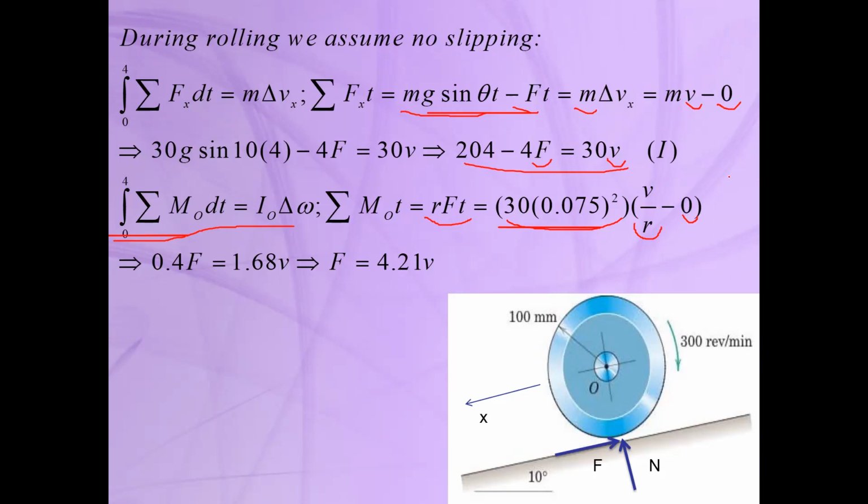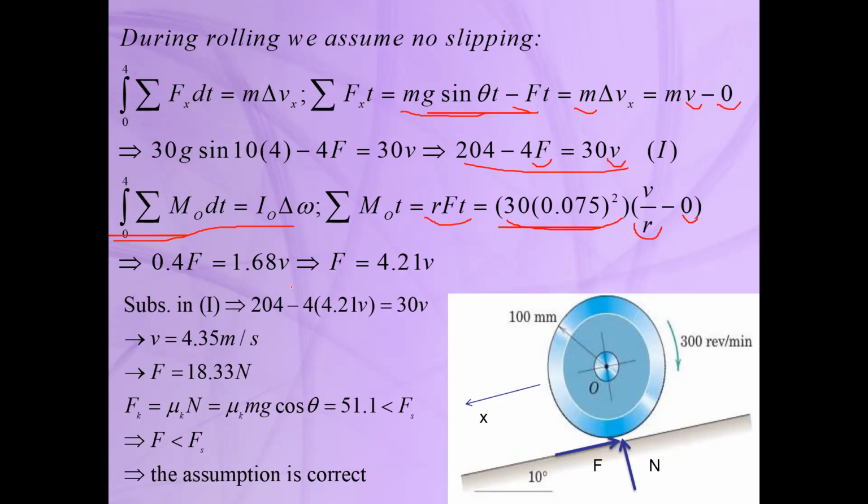So we have two equations with two unknowns, and we can solve them. From these two equations, we can obtain V is equal to 4.3 meters per second and F is equal to 18.3. If we compare this F with the maximum friction force, because in this problem we don't have the coefficient of static friction, we can calculate the kinetic friction force, which is mu k m g cosine theta, and it's equal to 51.1.